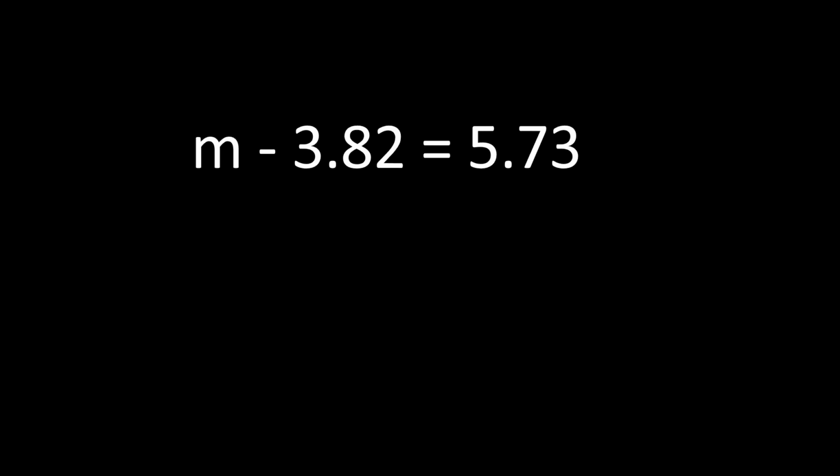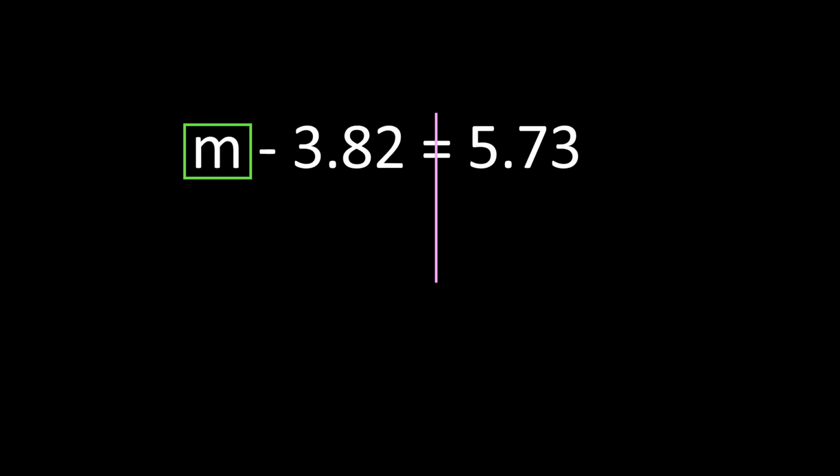So if it's helpful to you to have a line drawn through the equal sign to make sure that whatever you do to the left side, you do to the right side and keep that equation balanced, let's go ahead and draw that line. Now, what we want to do is we want to get our variable by itself. And in order to get m by itself, it means that our negative 3 and 82 hundredths has to become 0 because we don't want it on that side of the equation with our m.